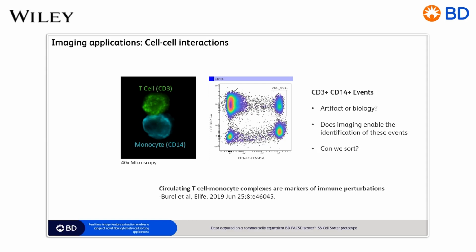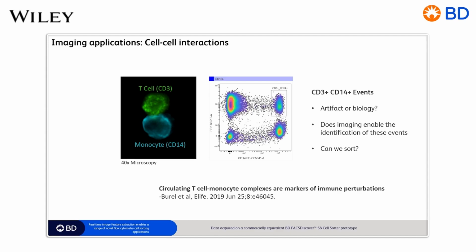What you're looking at here is actually a sorted version of this T-cell monocyte on a microscope. We've got the green in CD3 and the cyan in CD14, and then a dot plot there of 14 and 3, and you can see those double positives. I think for a long time people thought they were artifacts. I think there are some that are artifacts, that we found are more coincident doublets, and then there are some that are actual complexes. So we wanted to ask the question: does the imaging help you identify these cells, and can you use those imaging features to sort this population?